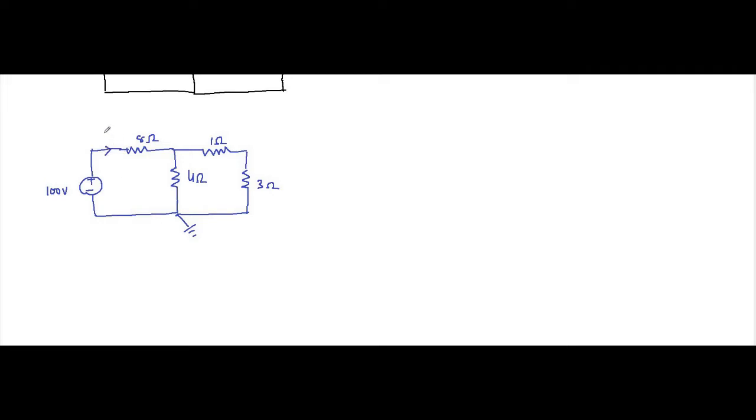So let us say this current is I1, this current here is, let's say, I2, and this current here is I3. Now we have to apply KCL here and then we'll use nodal analysis to find out the various currents. So let the voltage here at this node be V. So here, applying KCL, I1 is equal to I2 plus I3, because I1 is flowing towards the node, I2 and I3 are flowing away from the node. So this is the basic KCL equation.